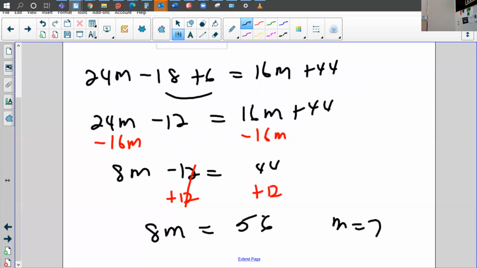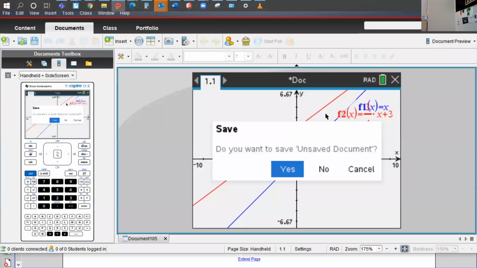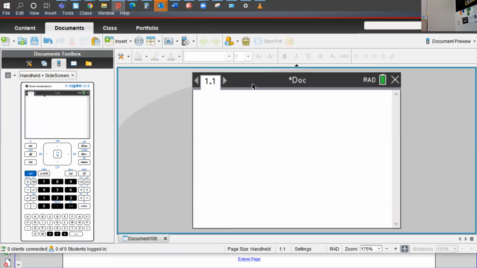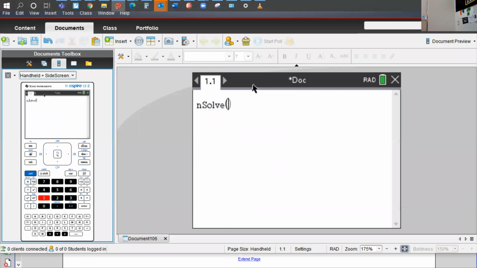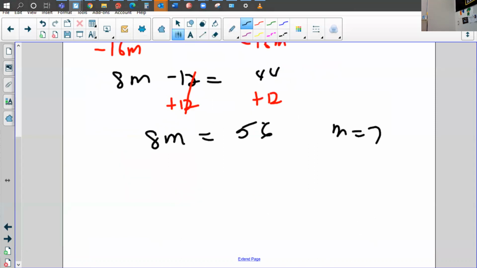Okay, that's one way of doing it. Or you can go to your calculator, menu. Where's my calculator? Okay, you can go home, new. No, I don't want to save that. Calculator and press menu 3-1. I enter the equation into nSolve. I'm not going to do that. Just remember at the end, when you use menu 3-1, you have the parentheses. At the end, you got to put comma m at the last. All right, guys.